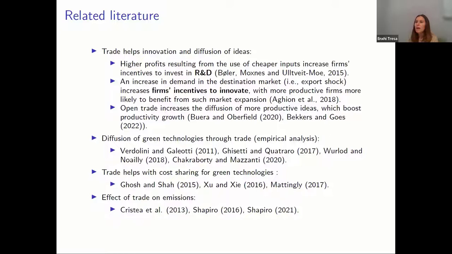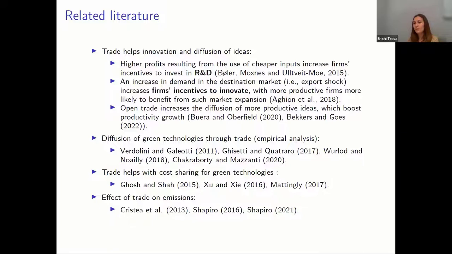Then trade helps with cost sharing of green technologies. Naturally, we think about GVCs, a chain of production. All the firms that belong to the same chain of production would benefit from the fixed cost that might have already been paid by one firm that belongs to that chain of production, and through trade, green technologies would diffuse.